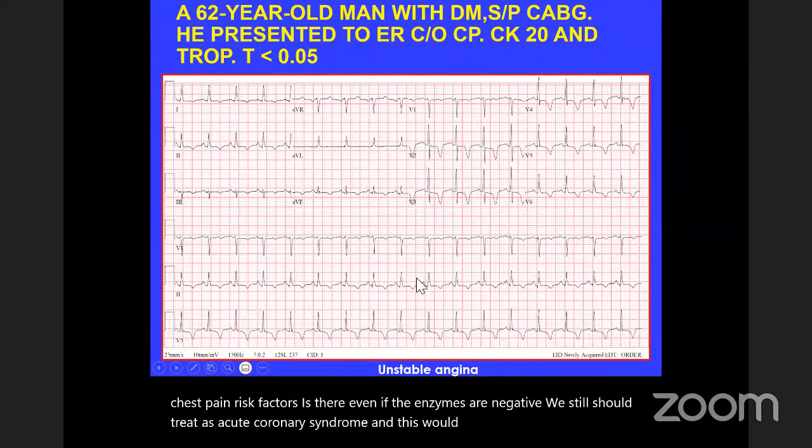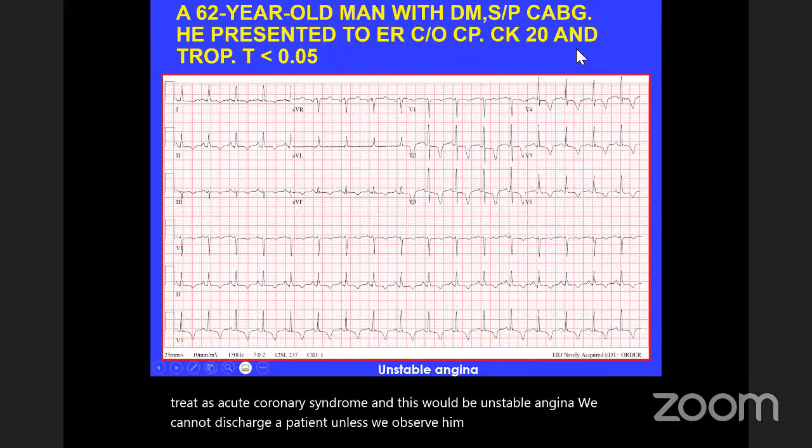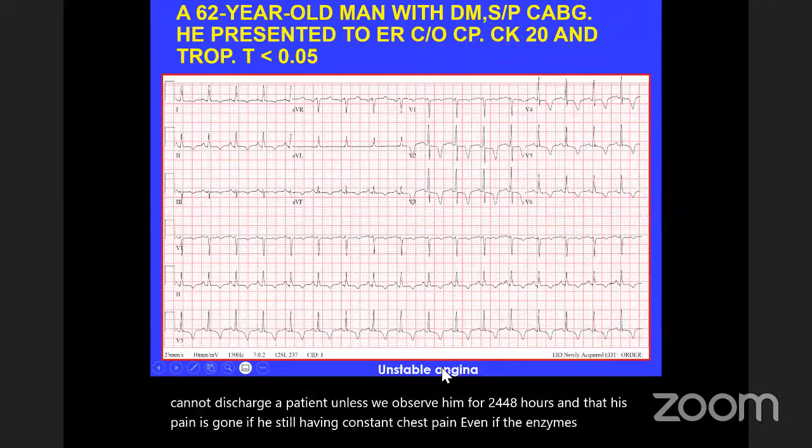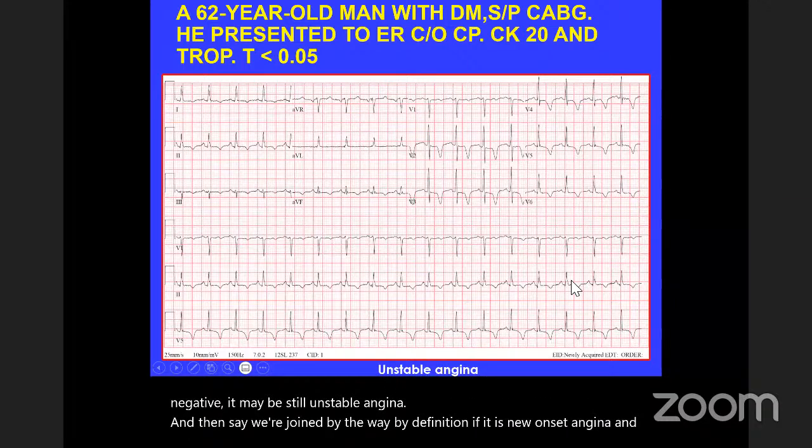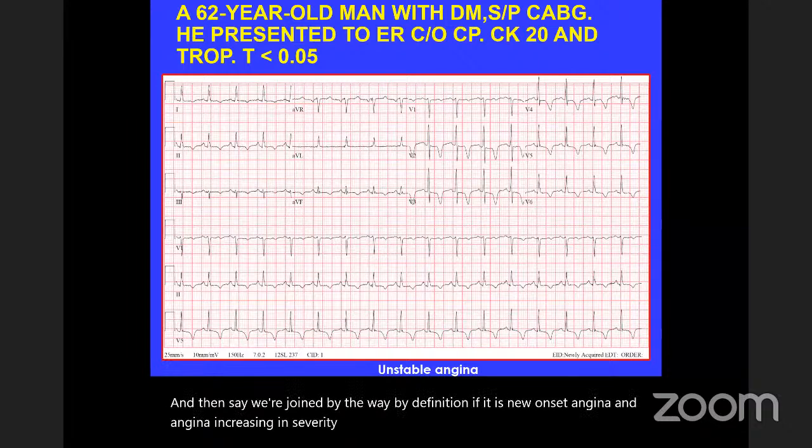We cannot discharge a patient unless we observe him for 24, 48 hours and the chest pain is gone. If he's still having constant chest pain, even if the enzymes are negative, it may still be unstable angina. And unstable angina, by the way, by definition: new onset angina, angina increasing in severity, duration, or frequency, angina at rest. These three things are considered unstable at any time. Okay.